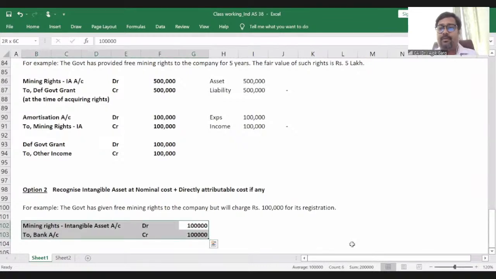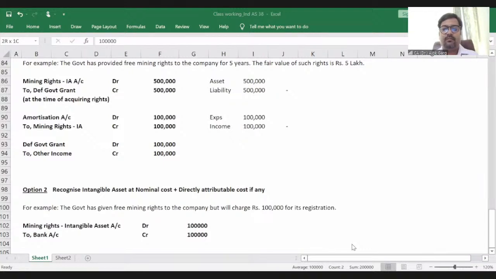The second concept is you can recognize your intangible asset at a value which you have paid for. Sir, we have paid nothing. Then 1 rupee. Okay, 1 rupee, 100 rupee, whatever you feel good. If you have paid nothing, then mining rights intangible asset account debit to other income account 1 rupee. Right? Is it clear to all of you?